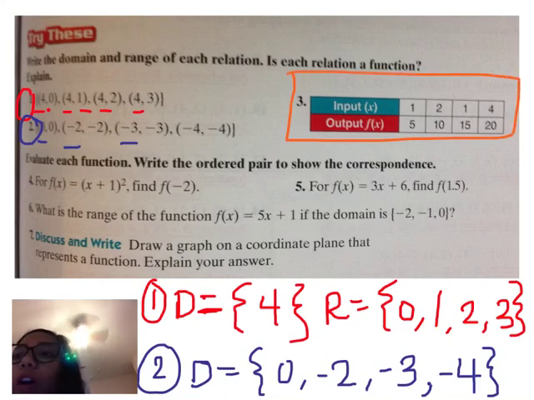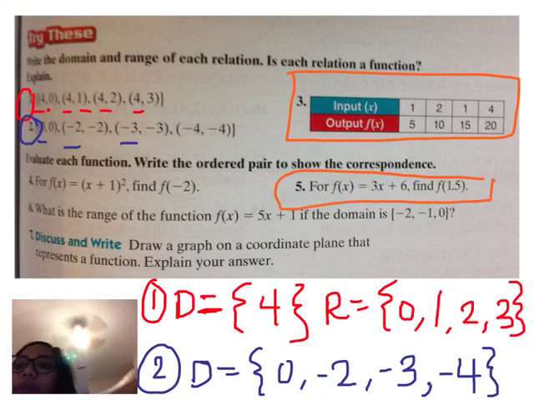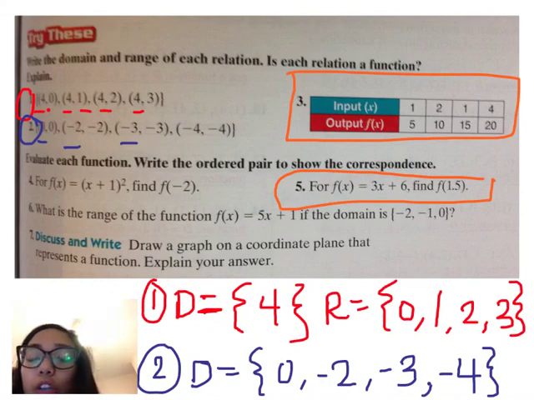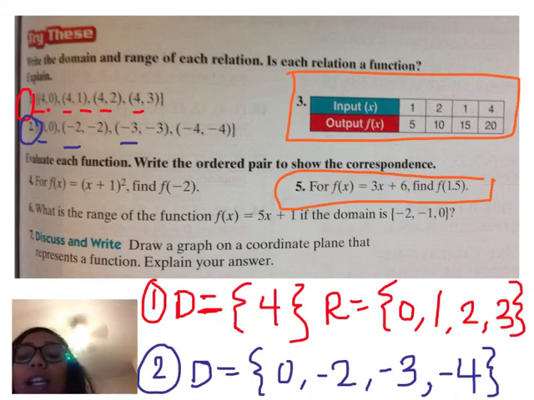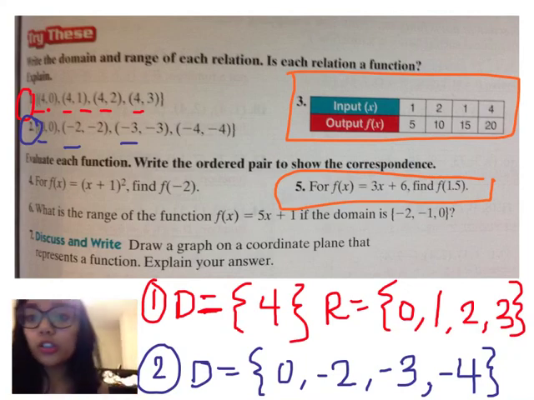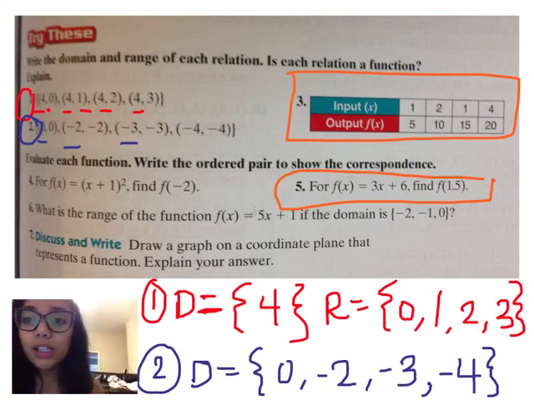I want you to do number 3 and also number 5. Those are the only 2 numbers I want you to do. If you did not understand a certain definition, tomorrow when you come to class, I want you to have those questions ready for me. Because if you don't understand the definition, chances are you're not understanding this lesson.